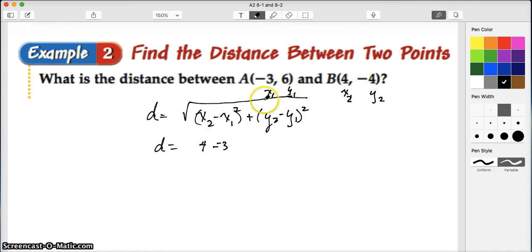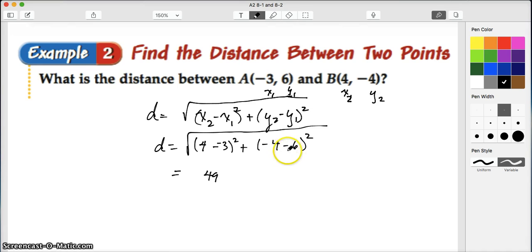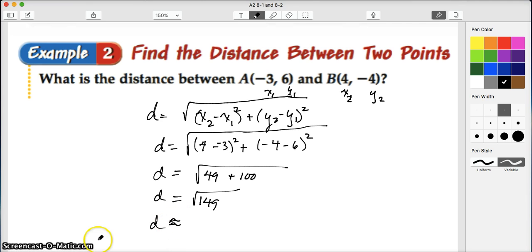All right, so 4 minus negative 3 quantity squared plus negative 4 minus 6 quantity squared is going to be all that we need to calculate, and then the square root of that to get our answer. So this becomes 7 squared, which is 49, and this becomes negative 10 squared, which is a positive 100. And then my answer is going to be the square root of 149, and with a little bit of calculator intervention, I can leave it like that, or I can find the approximate distance, and I get approximately 12.20 units, something like that, 12.2.